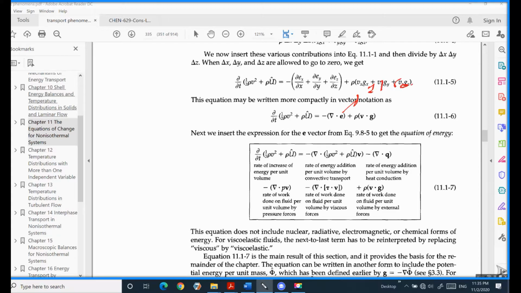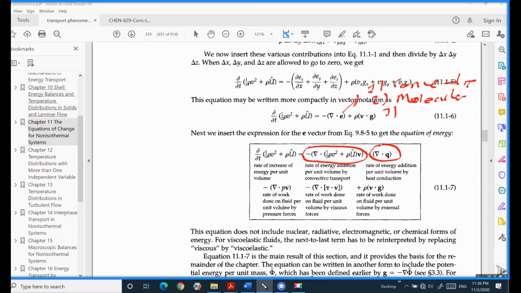One is convective. Number two is molecular, like conduction. Number three is going to be due to the forces, energy transfer due to forces like viscous forces and pressure and so on. So now you see the first term here belongs to the convective term inside of this E. The second term is going to be Q, conduction by the molecular transport. All of this is per unit volume.